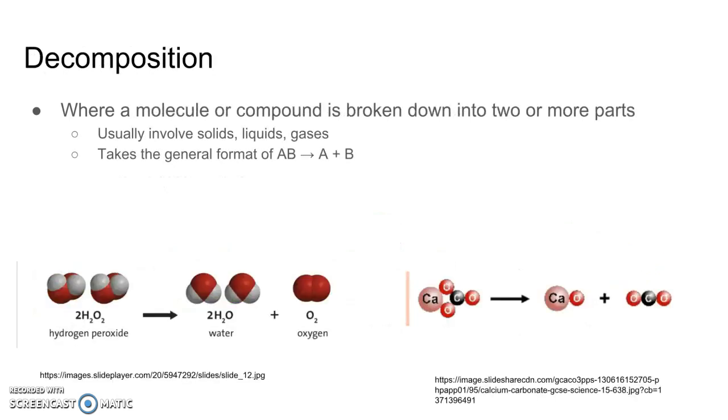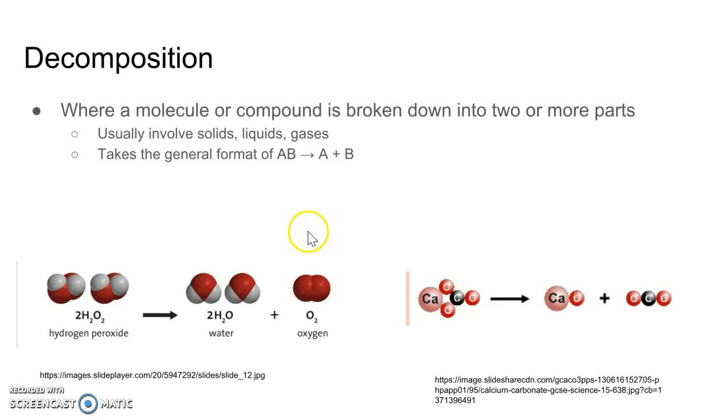All right. So for decomposition reactions, a molecule or a compound is broken down into at least 2, could be more, parts. Again, usually involving solids, liquids, and gases, and it takes the general format of AB going to A plus B. As you noticed in class, synthesis and decomposition reactions are pretty closely related. You just take one reaction, flip it, and write the inverse, and you've come up with a decomposition reaction. So it's just sort of interesting.